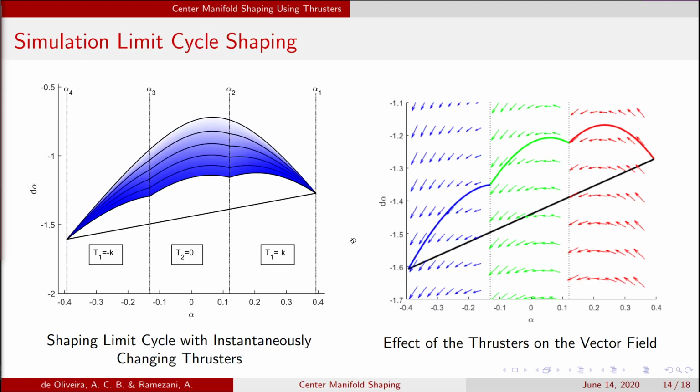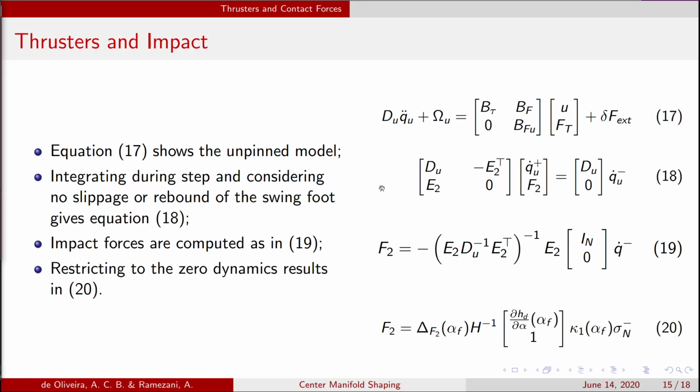While this is the main result we were looking for in the paper, there is one remaining question that we need to answer, and it is how the thrusters affect the compliance with the unilateral contact forces constraints, both during the impact and during the continuous phase. To answer that, let's first consider the thruster effect in the impact. Integrating the unpinned model from equation 17 during the instant of the impact and adding constraints for no slippage and rebound of the swing leg gets us the system in equation 18.